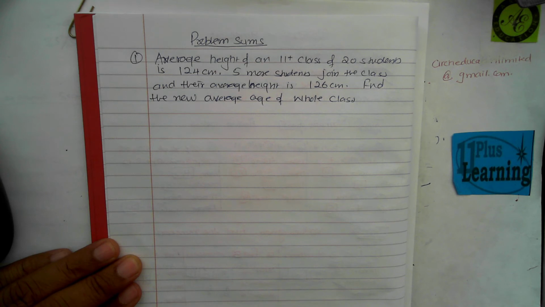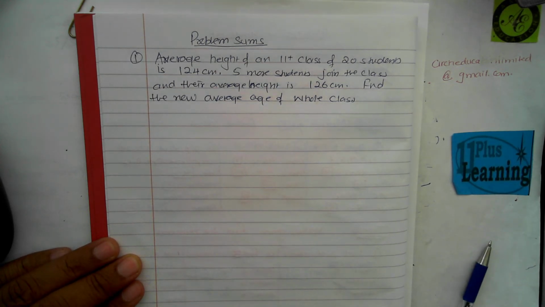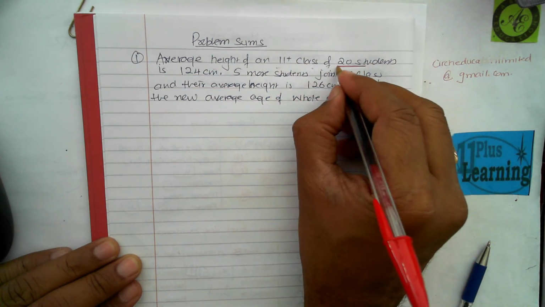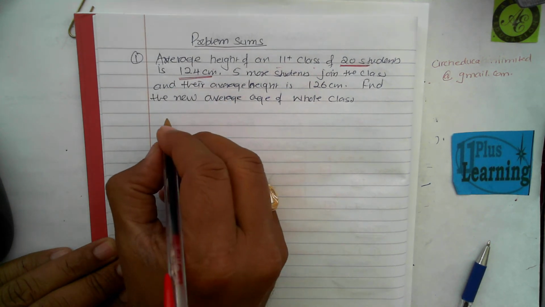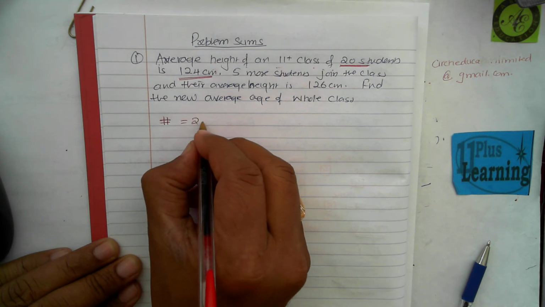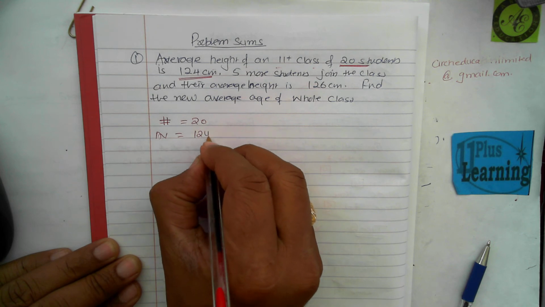Right guys, this is another problem sum. Now I'm going to read out to you and underline the important bits, like we normally do. Average height of an 11 plus class of 20 students, that's a big class, is 124 centimeters. Let me note it down. So number of students, I just write it like this. Number of students is 20 and the average or the mean is 124 centimeters.